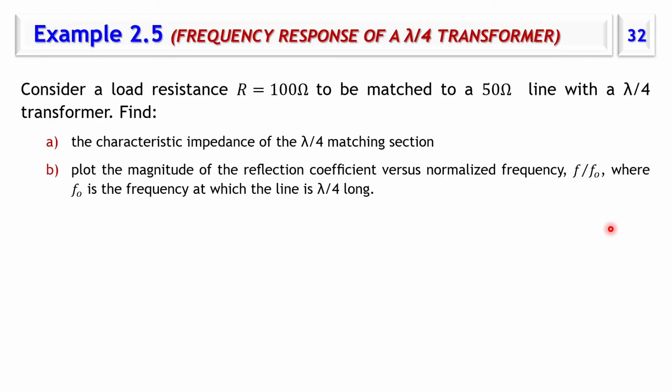Okay, so the idea here is that lambda by 4 will equal lambda by 4 at a single frequency. When we change the frequency, lambda will change, and the physical length of the transmission line is constant, so it will not be lambda by 4 anymore. So the lambda by 4 transformer works at a specific frequency, corresponding to the length of lambda by 4. For a change of frequency, lambda will change, and the same physical length will correspond to a different portion of wavelength.